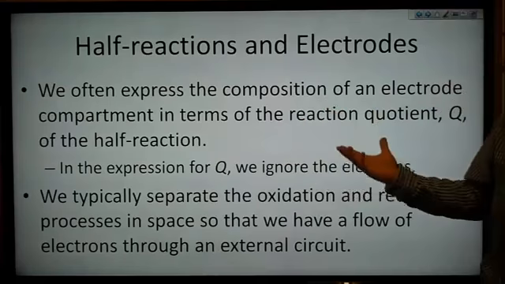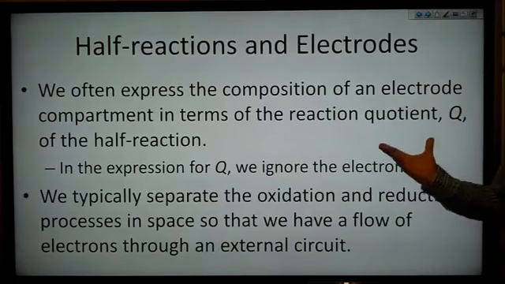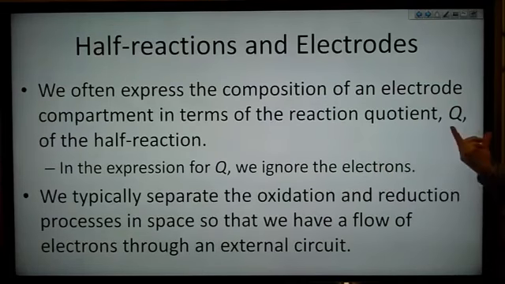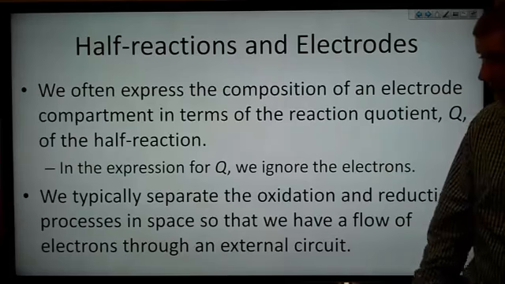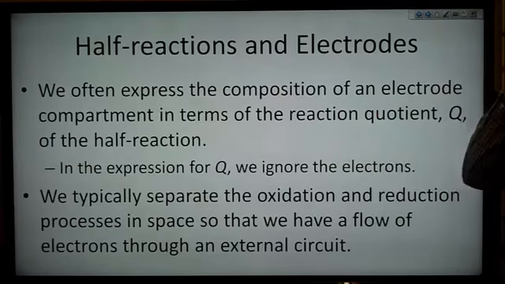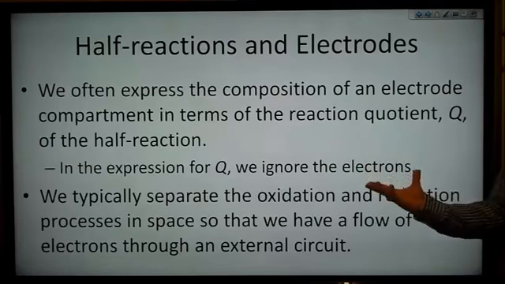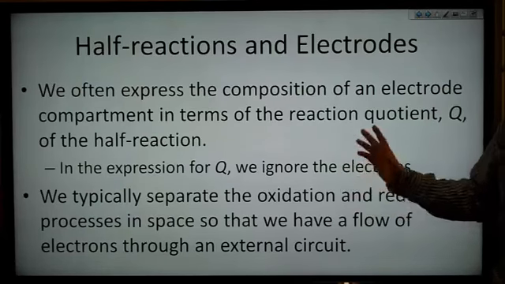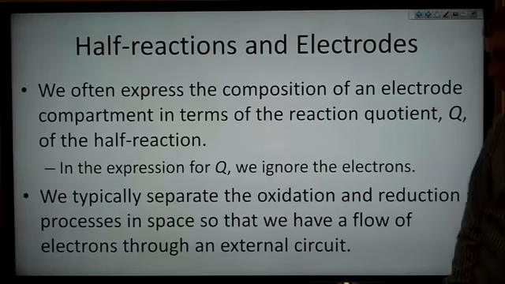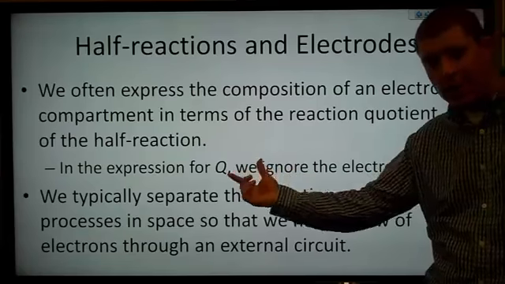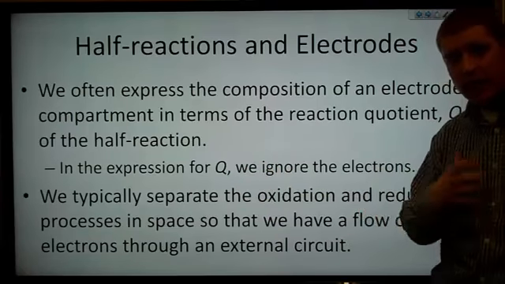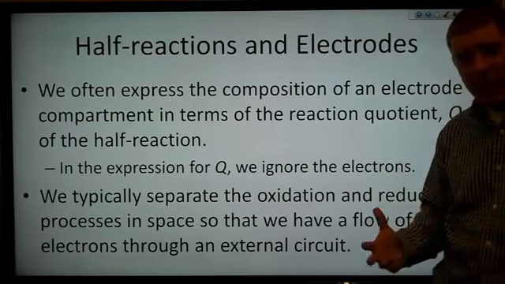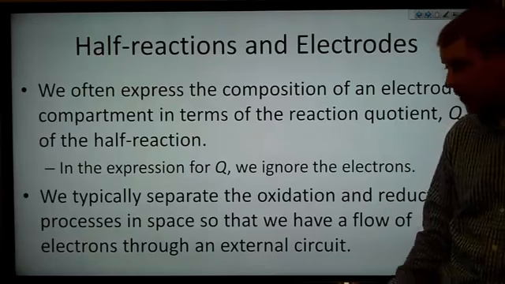So we can often express the composition of an electrode compartment in terms of the reaction quotient Q of our half reaction. So in the expression that we have for Q, we ignore the electrons. We're not interested in what the electrons are doing at this point, not for Q. Because remember, Q involves the concentrations of our reactants and products. We don't really have a concentration of electrons.